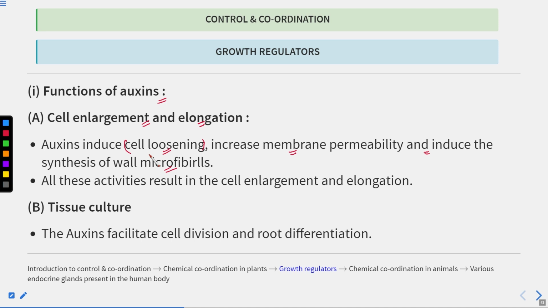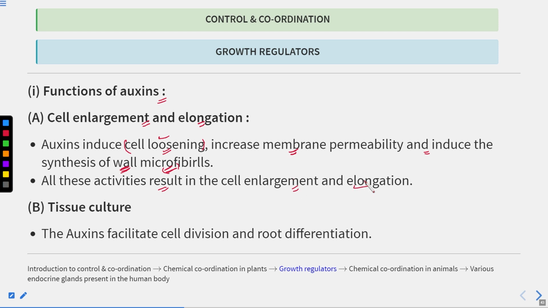How will the cell elongate? If the cell becomes a little bit loose and there is synthesis of the cell wall material. What is the cell wall material? It helps to build the cell wall. So there is a synthesis of the cell wall microfibrils, and the membrane permeability is also increased so that the uptake of material can be done. All these activities result in cell enlargement and cell elongation.